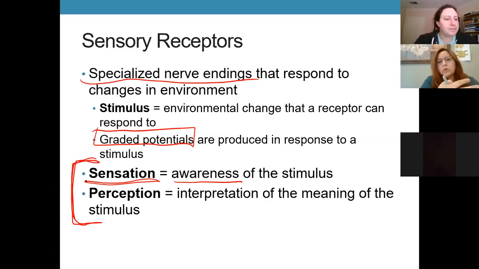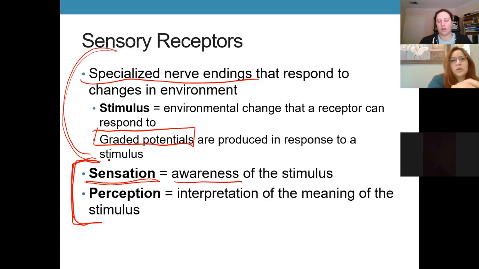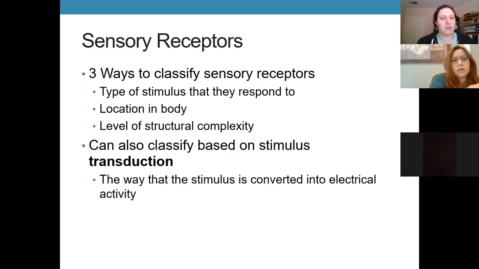So there are different levels of it. All right. So we're not going to be dealing with this part right now. We're just going to be focusing on the actual receptors.